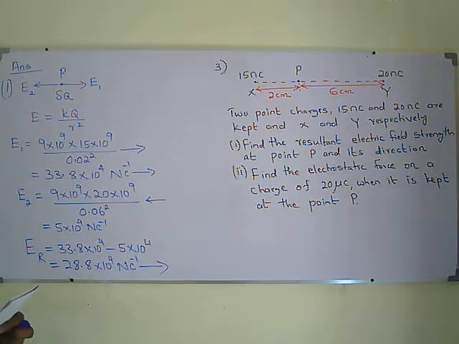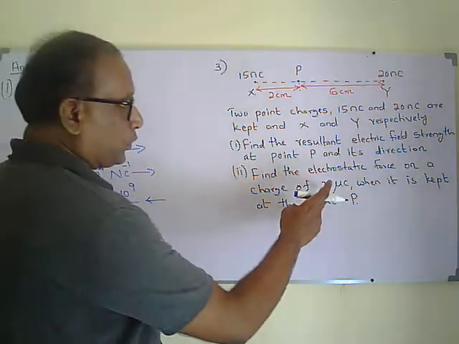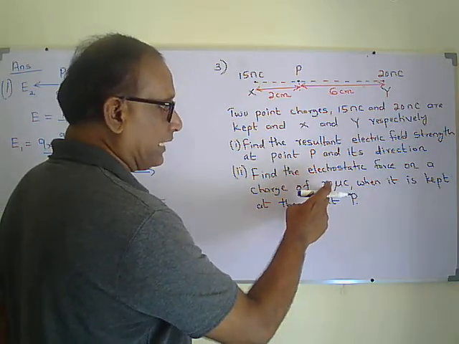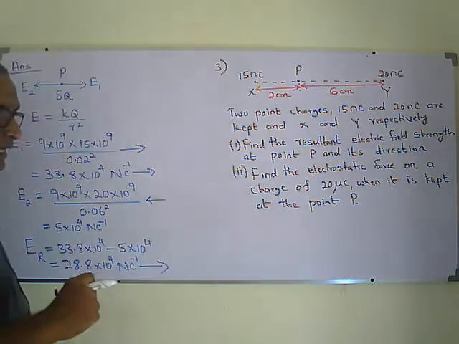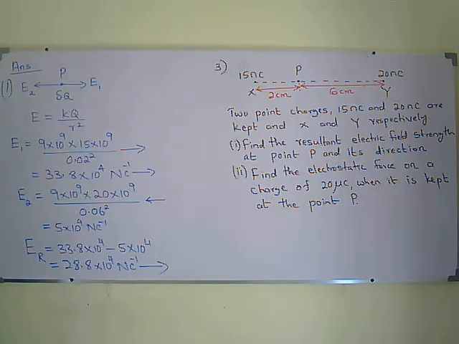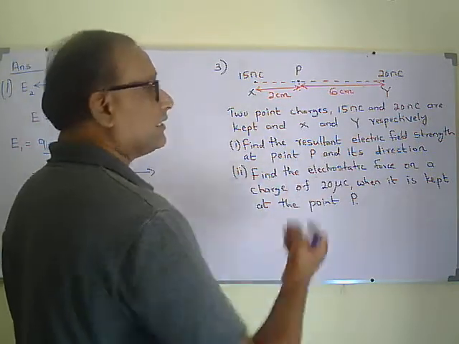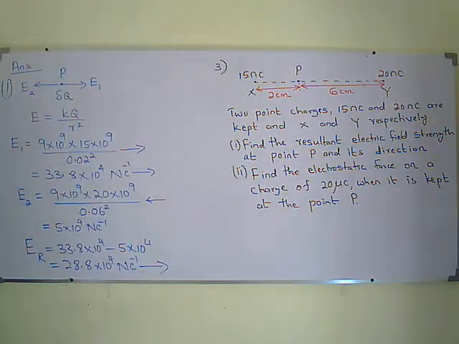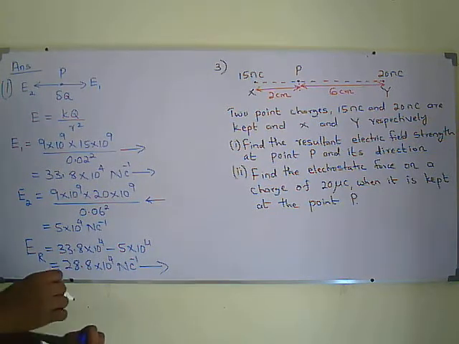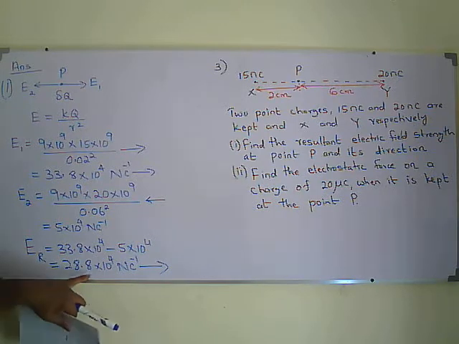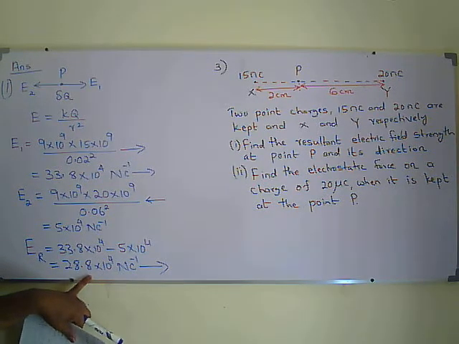Okay, second part. Now what they are doing, they are keeping a charge of 20 microcoulomb. It's a positive charge. When they keep a charge of 20 microcoulomb at point P, they're asking to find the magnitude of the resultant force and the direction. So they ask you to find the electrostatic force acting on the 20 microcoulomb charge when it is kept at point P. So I know the resultant electric field strength at point P. I can use F equal QE, right?